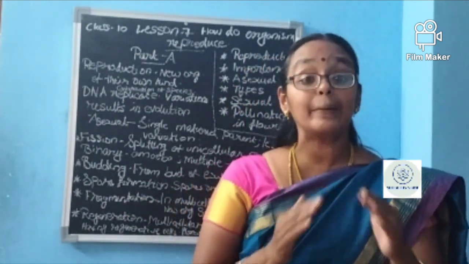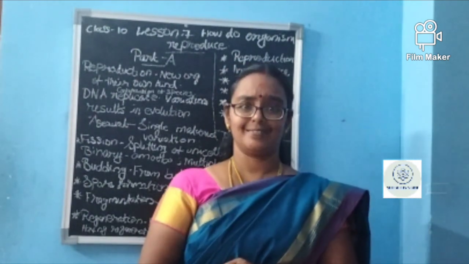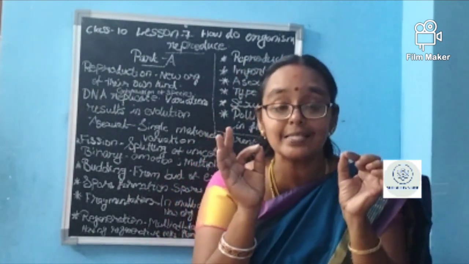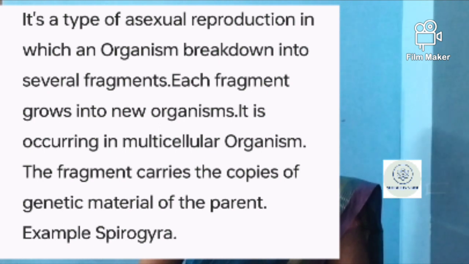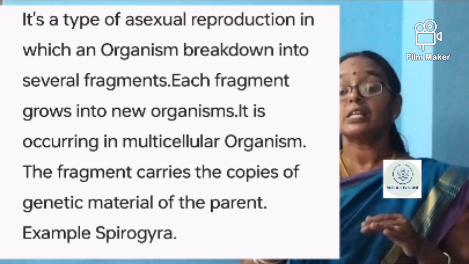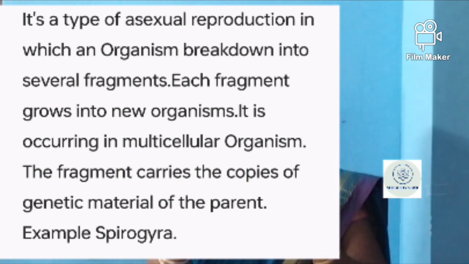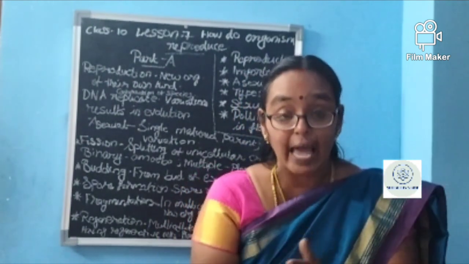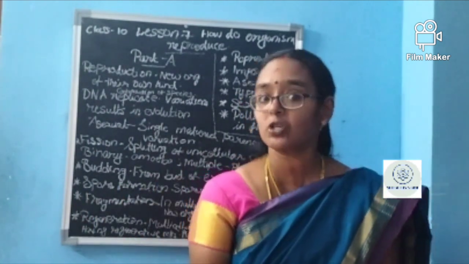The fourth one is fragmentation. What is fragmentation? Cutting into pieces. When an organism is cut into pieces, from each piece, the organism will grow. It is what? Fragmentation. Spirogyra is an excellent example for that. It mainly occurs in multicellular organisms. The unicellular organism will not do it. Why? Because these fragments should have separate cells. In a unicellular organism, it's not working.